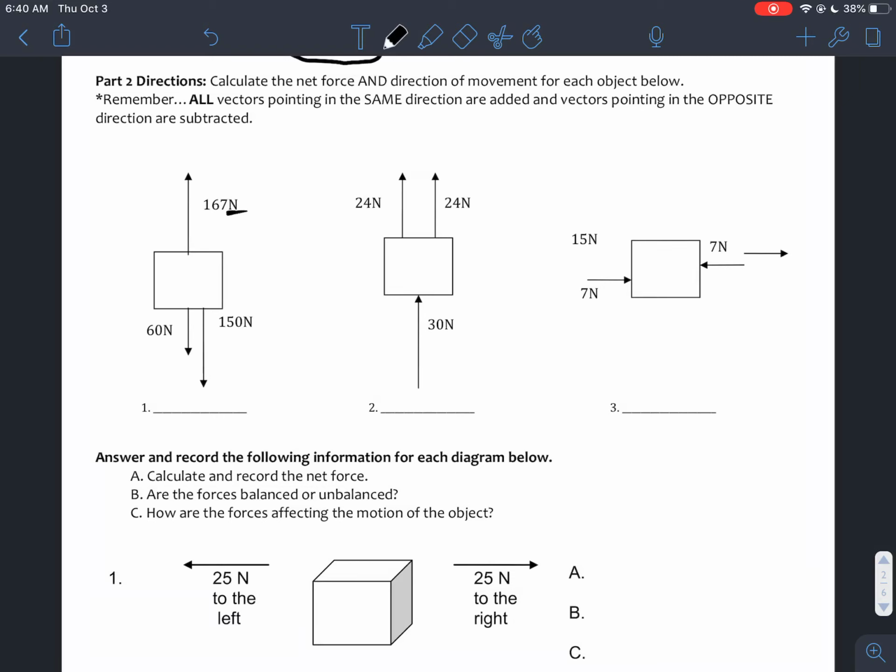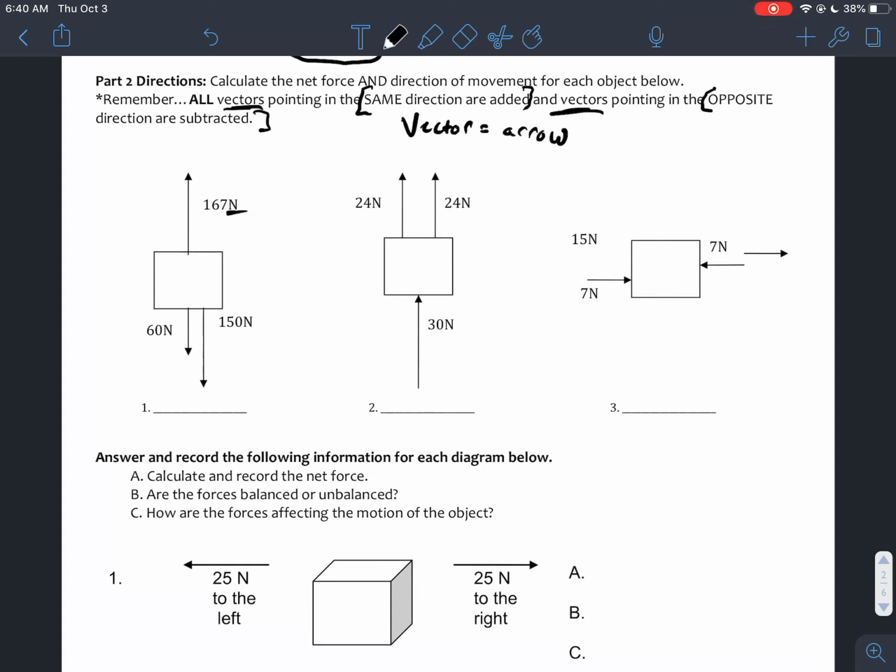Remember, all vectors pointing in the same direction are added, and all vectors pointing in the opposite direction are subtracted. A vector in science means an arrow with a direction. So just write vector equals arrow. All right. Now we just have to figure out what we need to do. If arrows are pointing in the same direction, you add them. If they're in opposite directions, you subtract them.